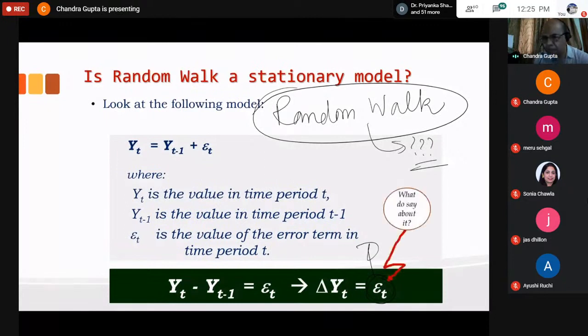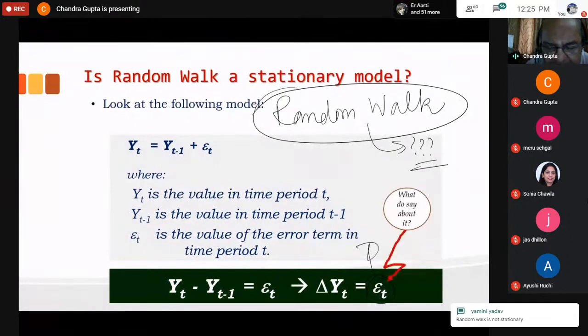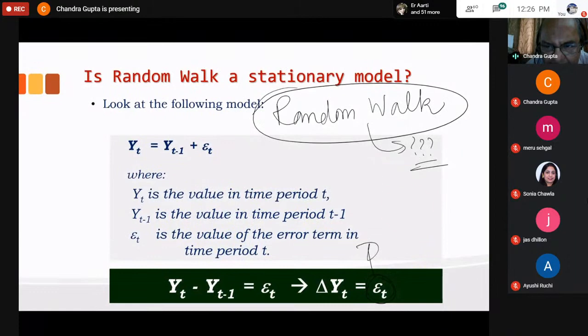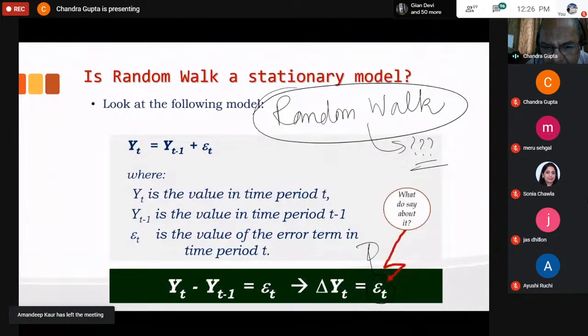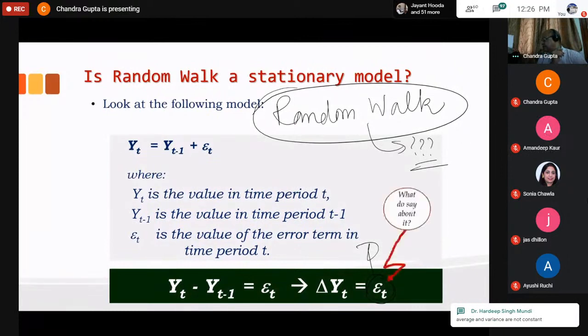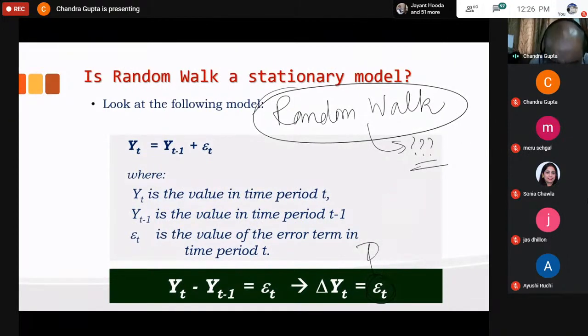Yes, first difference of random walk is stationary. But why is random walk not stationary? Any guess? Anybody can guess why the random walk is not a stationary process? Hardeep is saying average and the variances are not constant. But why are they not constant?